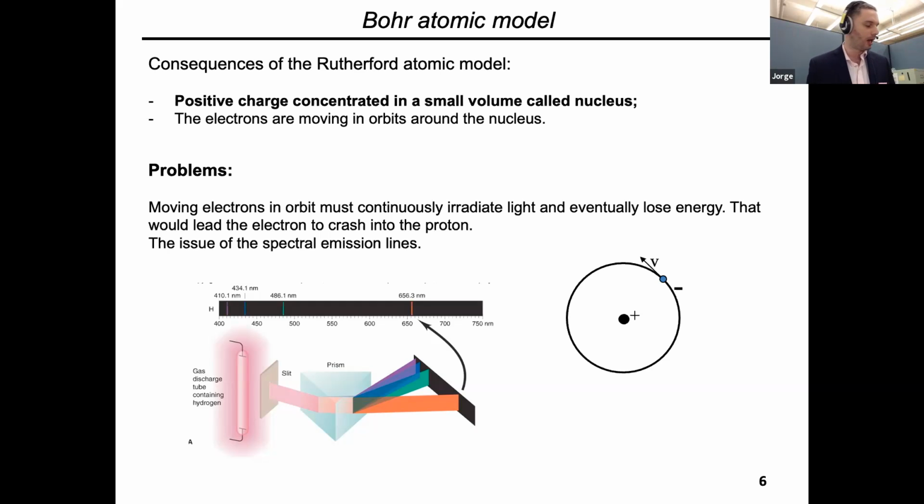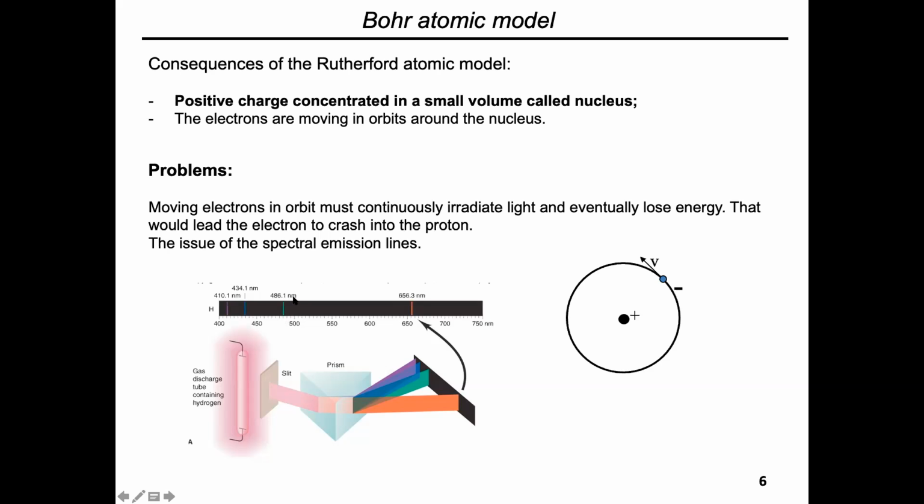The second issue that was found was about the spectral emission lines for hydrogen. So I'm showing them here. What are the spectral emission lines? So if we have hydrogen inside the glass at low pressure, and we apply a high electric potential here, the hydrogen will emit light, and the light is not a continuous emission. It happens in very well-defined wavelengths. So we have here the first emission is basically in the red.